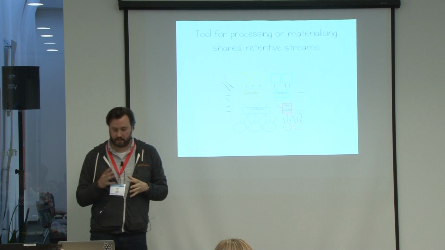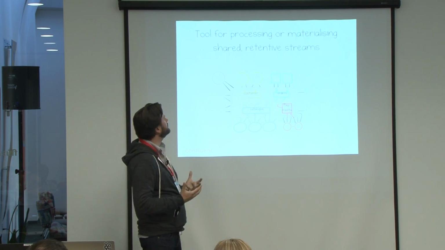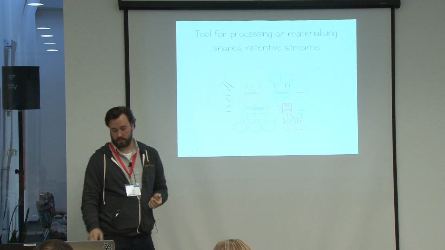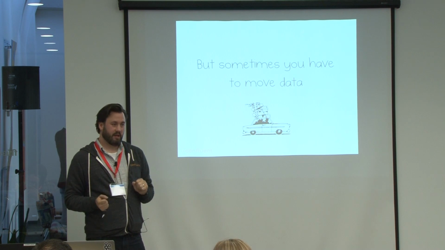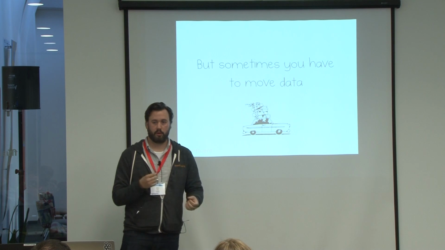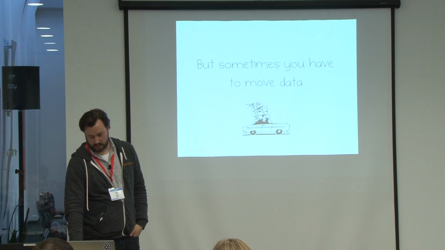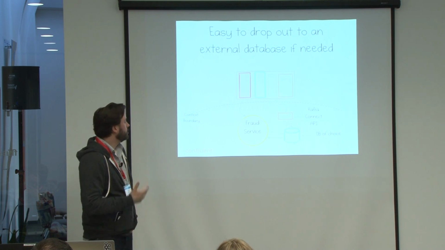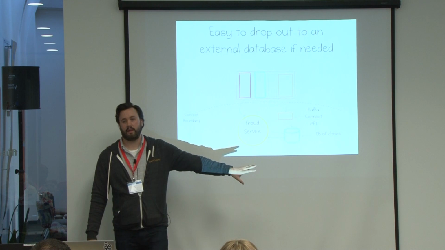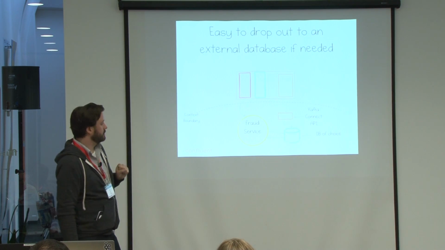So Kafka and Kafka Streams should be thought of as this tool for processing or materializing shared retentive data streams. But sometimes you do have to move that data, right? So sometimes it's got to go somewhere. Maybe you're doing a large ad hoc query. Maybe you're archiving it. You have a mandate to move it to Amazon S3 or something like that. So you can use Kafka Connect to write the data out. And this kind of agility is really key to this system.